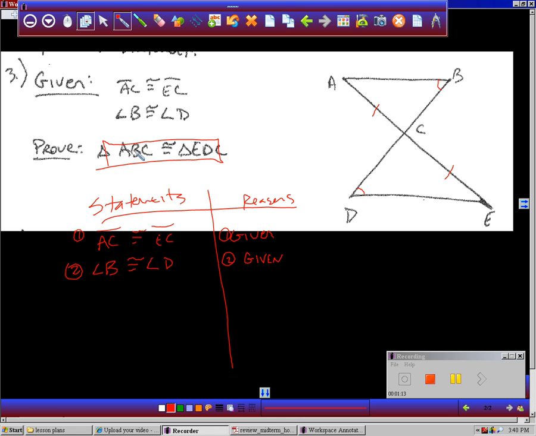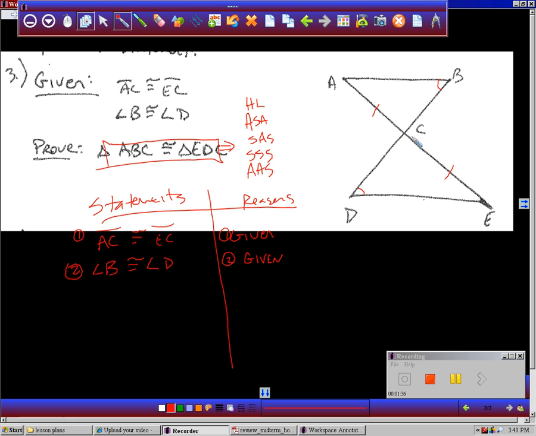G-I-V-E-N. The only way you can prove triangles congruent, really, is by all of those steps like angle, side, angle, side, angle, side, side, side, side, angle, angle, side. Remember, you can't spell a bad word backwards. Can't use all A's. And then, of course, the HL. Okay, so here we go.